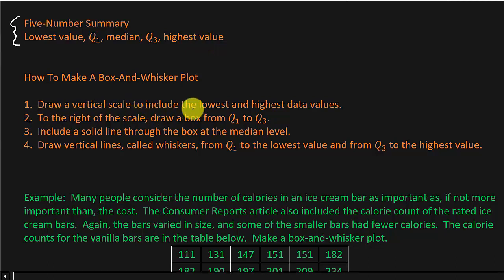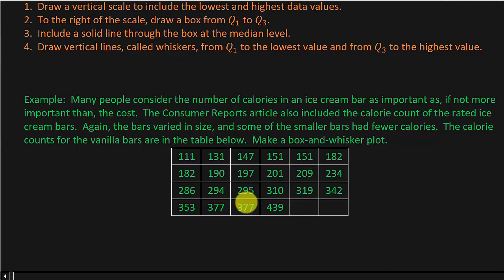Draw a vertical scale to include the lowest and highest data values. Easy enough there. To the right of the scale, draw a box from Q1 to Q3. Include a solid line through the box at the median level, and then draw vertical lines called whiskers from Q1 to the lowest value and from Q3 to the highest value. All right, so let's do that. And if these steps did not make sense, we're going to go through them and draw a box and whisker plot with this data, and I think that'll help it make more sense.